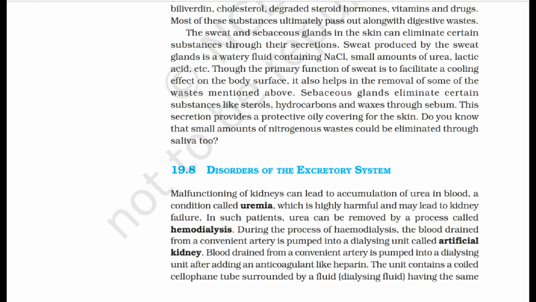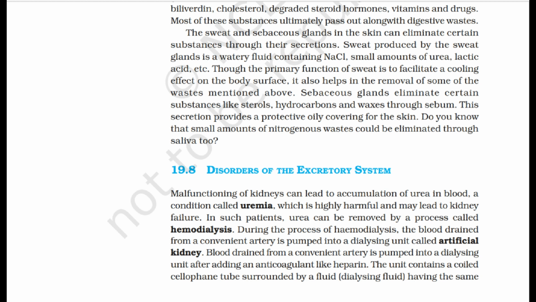Sweat produced by the sweat glands is a watery fluid containing NaCl, small amounts of urea, lactic acid, etc. Though the primary function of sweat is to facilitate a cooling effect on the body surface, it also helps in the removal of some of the wastes mentioned above.